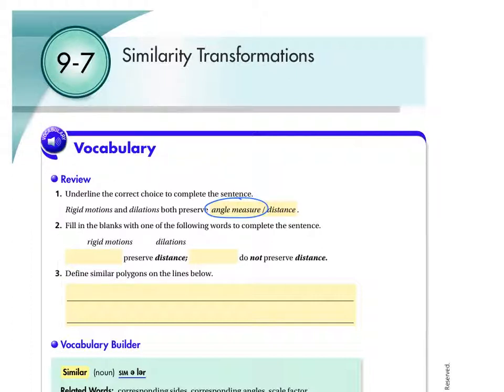Number 2, fill in the blanks with one of the following words. Blank preserves distance. Is that rigid motion or dilation? Rigid motion. They don't give you enough room. Preserve distance, and then blank do not preserve distance. Dilation is plural, otherwise it wouldn't make any sense, right? So dilations do not preserve distance. That's where that scale factor comes into play.